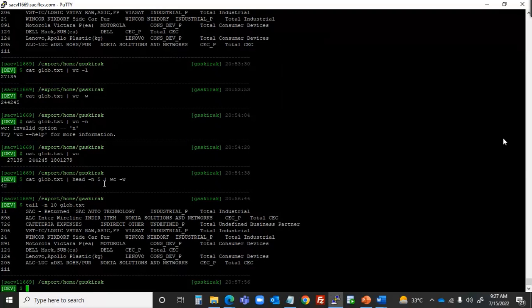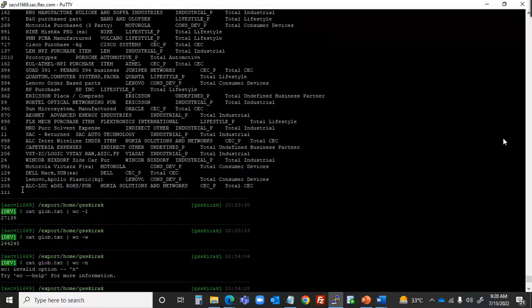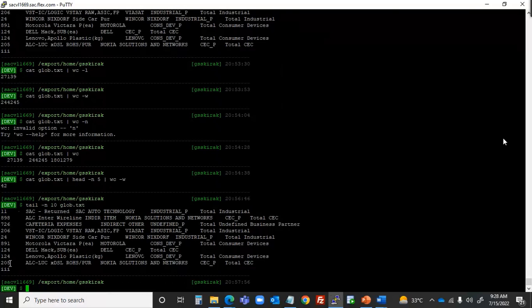Okay, so this is the file, right? My actual file. Count from bottom: 1 2 3 4 5 6 7 8 9 10. So from 11 it should print, right? So you can see, it printed the last 10 lines of the file. So that's the tail and head actually.